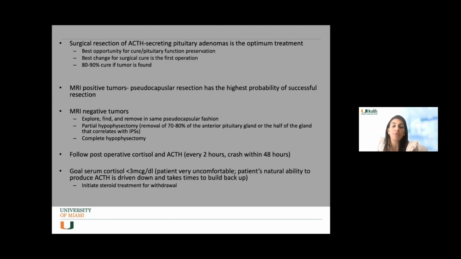So what do you do if you have MRI-negative tumors, which we said some studies will show 10 to 20%, but up to 50% of these tumors can be MRI negative.